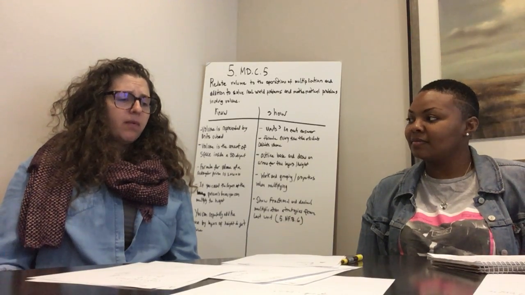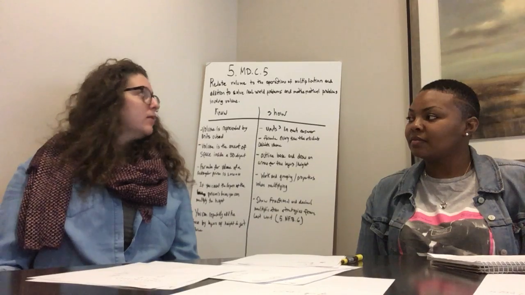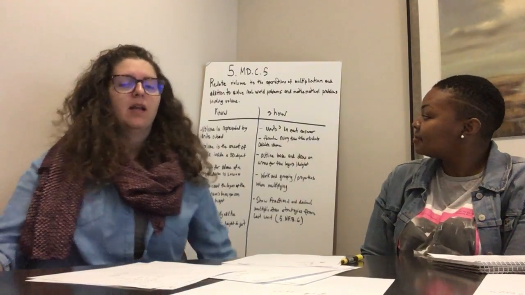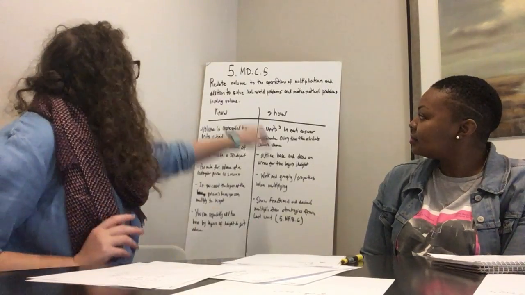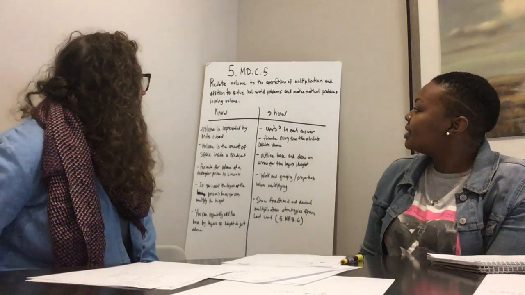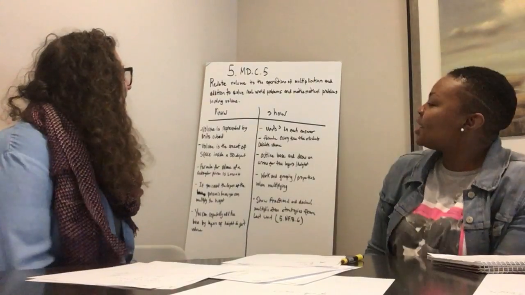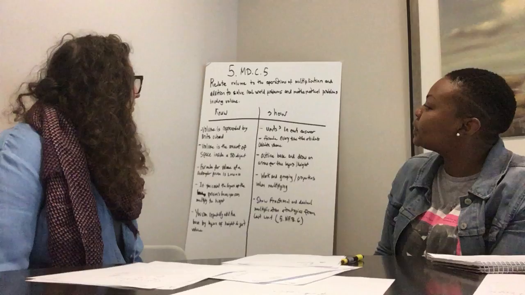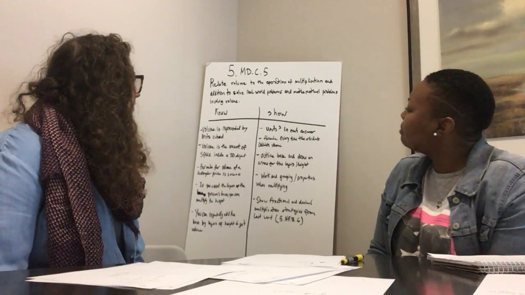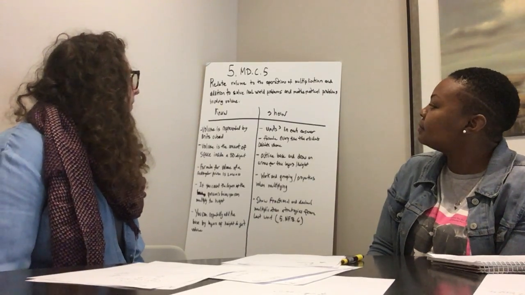So let's go ahead, and before we look at student work, let's go back to the chart that we made at the beginning. For the standard, we read just the wording of the standard. I know when we made it, we were rushing, but: Relate volume to the operations of multiplication and addition to solve real-world problems and mathematical problems involving volume.